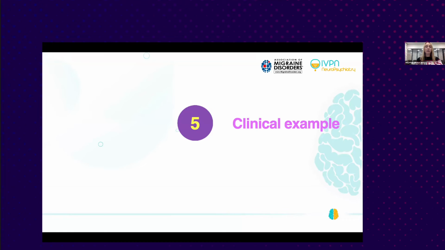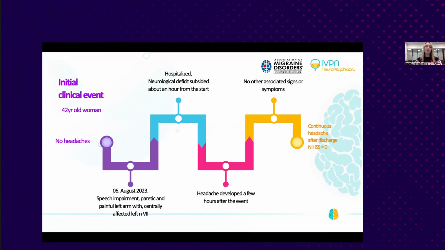So let's graduate now. I'm going to be presenting to you this patient, a 42-year-old woman. She priorly had no headaches, and her initial symptom happened on August 6th of last year. She had speech impairment, she was paralytic, and she had pain in her left arm and had centrally affected her left facial nerve. She was hospitalized, but her neurologic deficits subsided about an hour from the start.